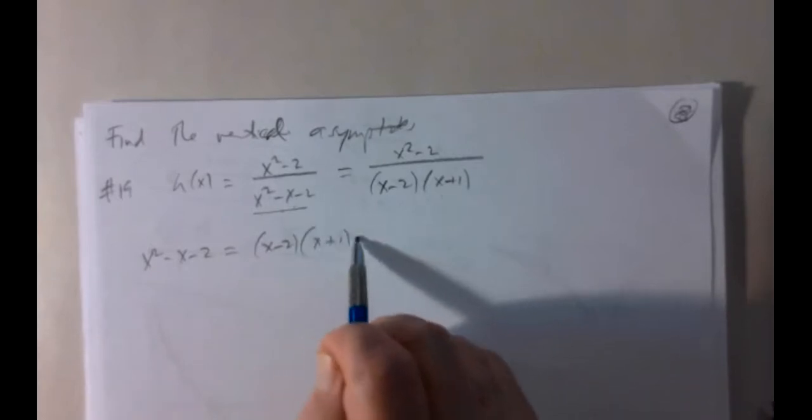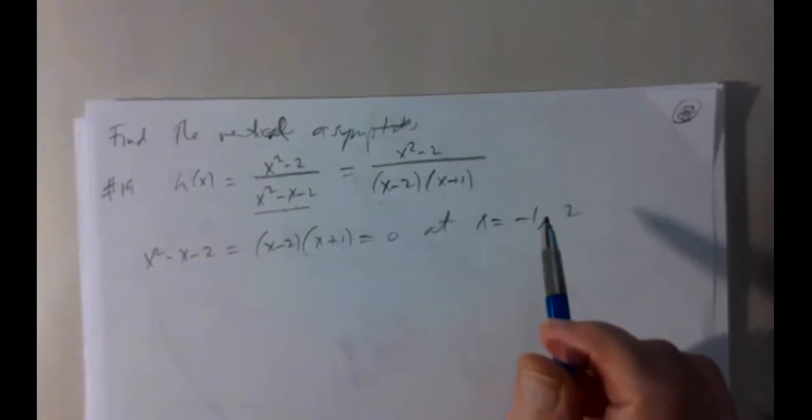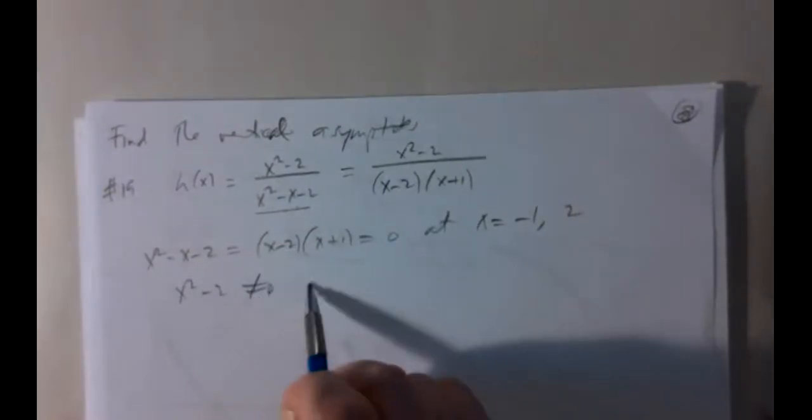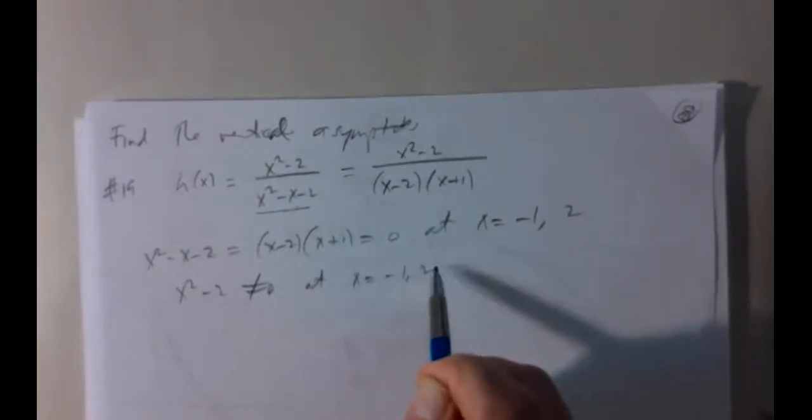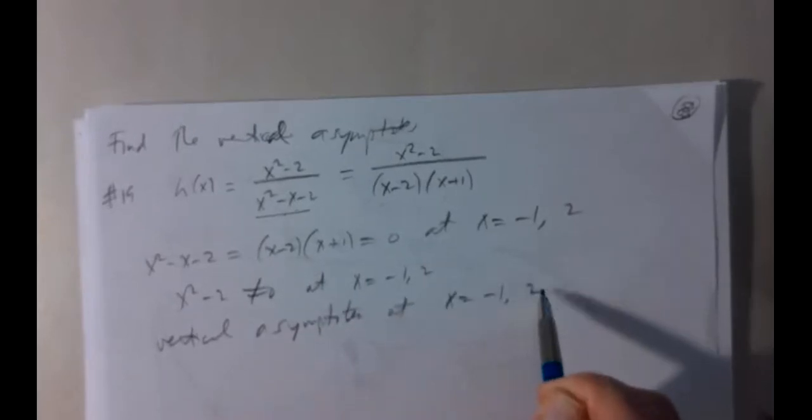So x squared minus x minus 2, which is x minus 2 times x plus 1, equals 0 at x equal negative 1 and 2. And at those points, the numerator is not 0. When x is negative 1, this is minus 1. When x is 2, this is 4 minus 2, or 2. So we have vertical asymptotes at x equal negative 1 and 2.